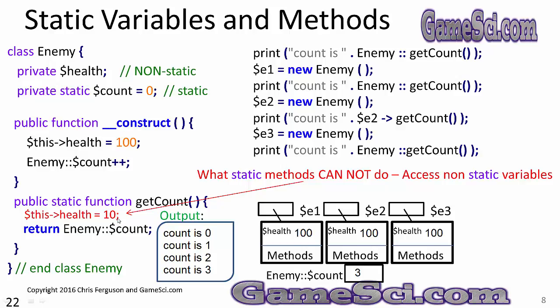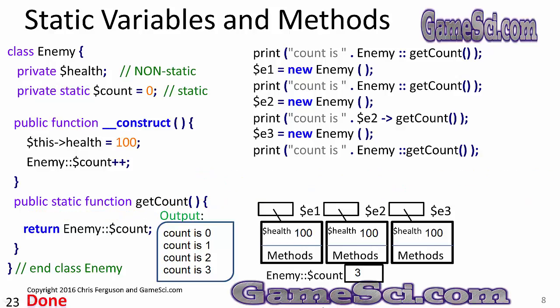Why can't I do that? Well, if you think about it, health is an object variable. The only time you have a health variable is after you build an object. But static methods need to run without an object. It's sort of a chicken and egg problem. You cannot access an object variable from a method that runs without an object. It doesn't make sense. You can only use local and static variables in static functions. You cannot access object variables in static functions.